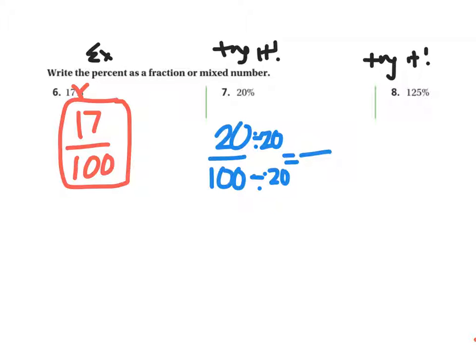20 divided by 20 is, whatever I do at the top I do at the bottom, is 1. 100 divided by 20, 20, 40, 60, 80, 100 is 5. So it would be 1/5.